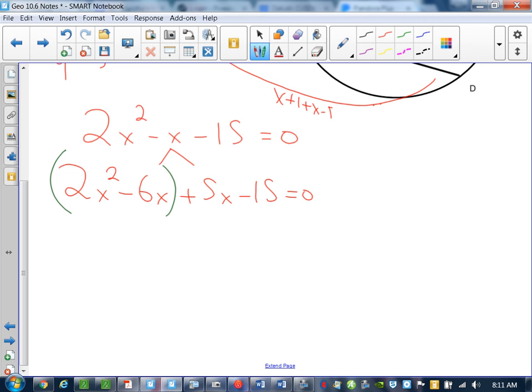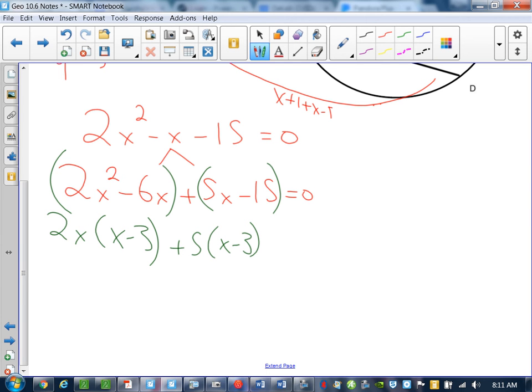I take the GCF of this. What's the GCF of 2x squared and the 6x? What do they have in common? 2x. Then you're left with that. What does the 5x and the 15 have in common? 5. I take out a 5. I'm left with this.